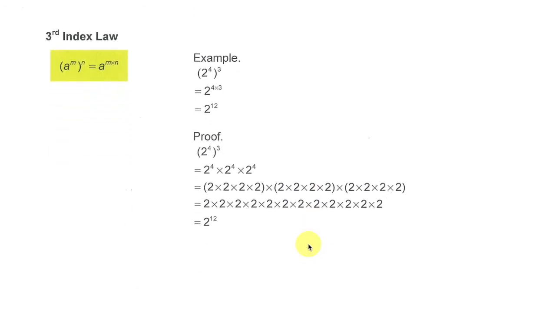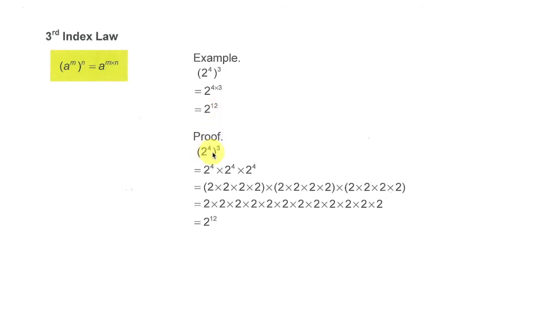Third index law. This time we've got base a to the power of m in brackets, and all of that is raised to the power of n. So with this third index law, what we're saying here is that we just have a to the power of m times n. Let's look at an example of it. 2 to the power of 4, all raised to the power of 3 becomes 2 to the power of 12. Let's look at the proof.